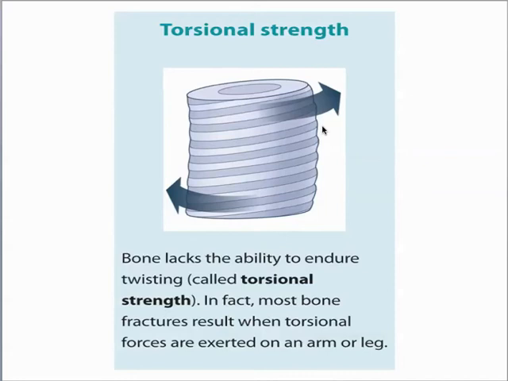In fact, most bone fractures result from torsional forces when they're exerted on an arm or a leg. So our bones don't do a good job of stretching or compacting or twisting. That's because it's made of this really hard matrix and the bones are actually calcified. So we don't want them to be able to stretch or compress or twist. We want them to maintain their kind of hard shape.